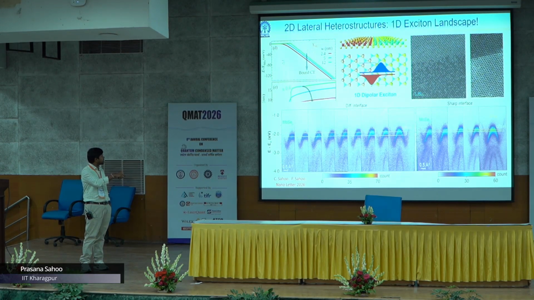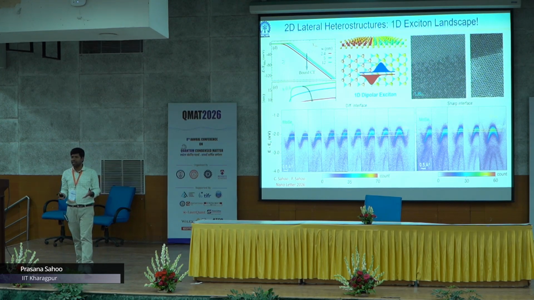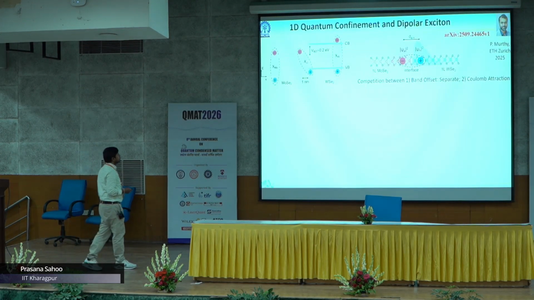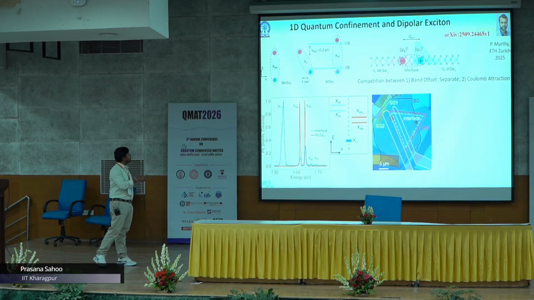And if you have a diffuse interface, there is a gradual change in the evolution of the valence band from MoS2 to WS2. The offset is larger, so in this case one will not expect any interface exciton. However, in the sharp interface, we are able to see it. And indeed, we can see this in this case.